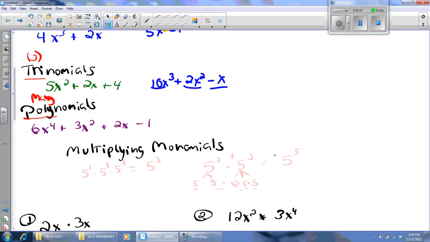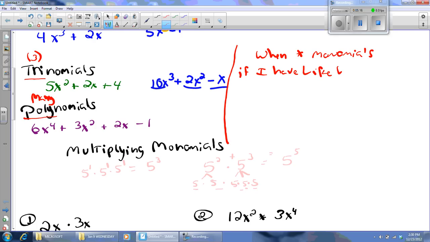And look at that. 2 plus 3 equals 5. So when I have like bases, when the bases are like, then I add the exponents. When multiplying monomials, if I have like bases, I add the exponents.